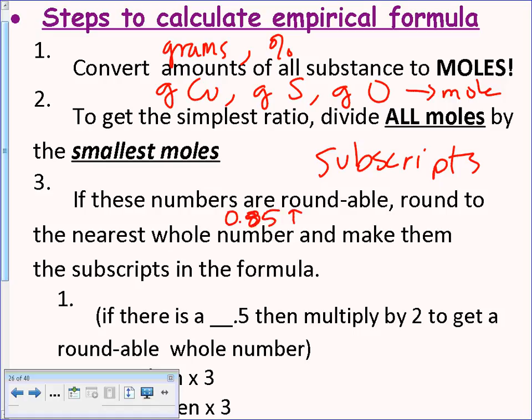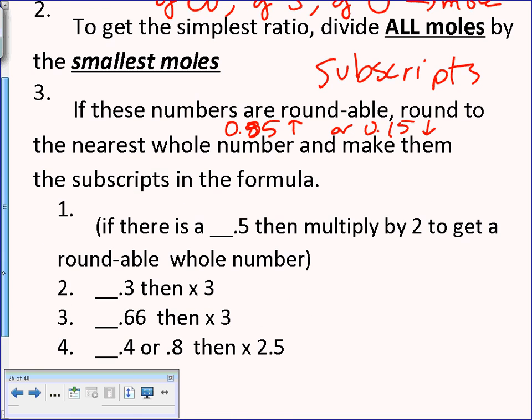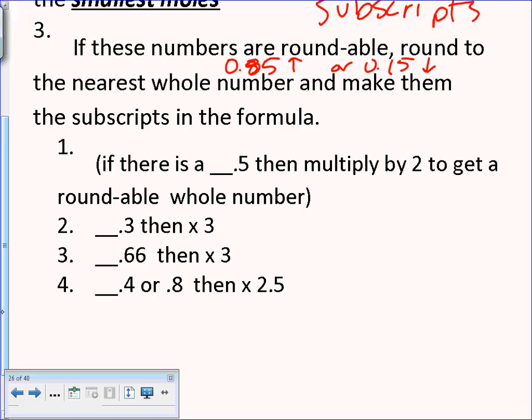is if it's 0.85 and up, or 0.15 and down. So those are specifics, right? Don't just say, oh, it's 0.7, I'm going to round this up. That's too far away for analytical sake, because we're talking about specific numbers here. So these are the different ways to get to a full number. If it ends in 0.5, you multiply by 2 to get to a full number. If it ends in 0.3, that's about a third. So if you multiply by 3, it should get you to a full number, or a whole number.